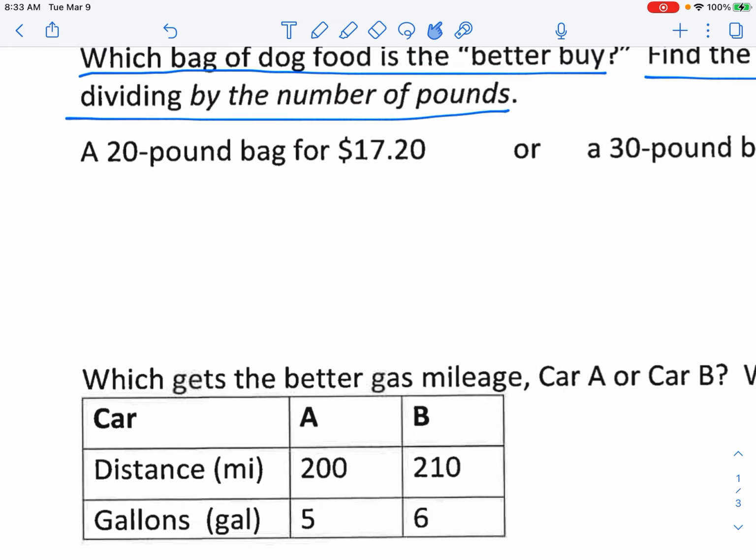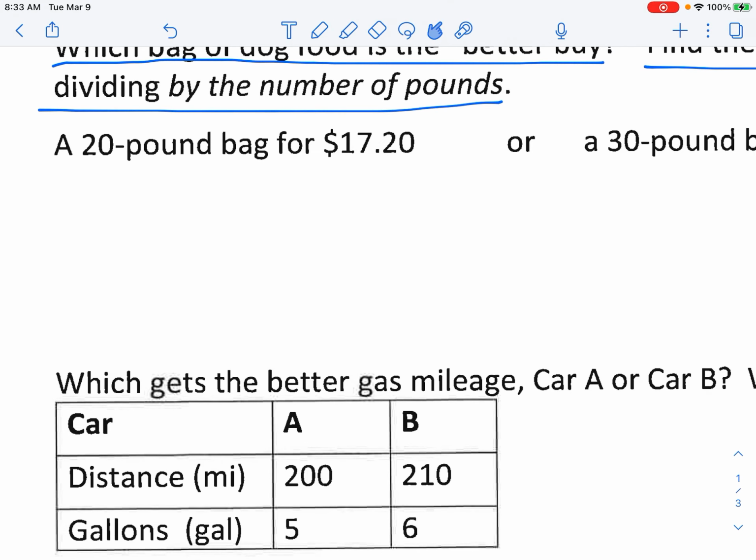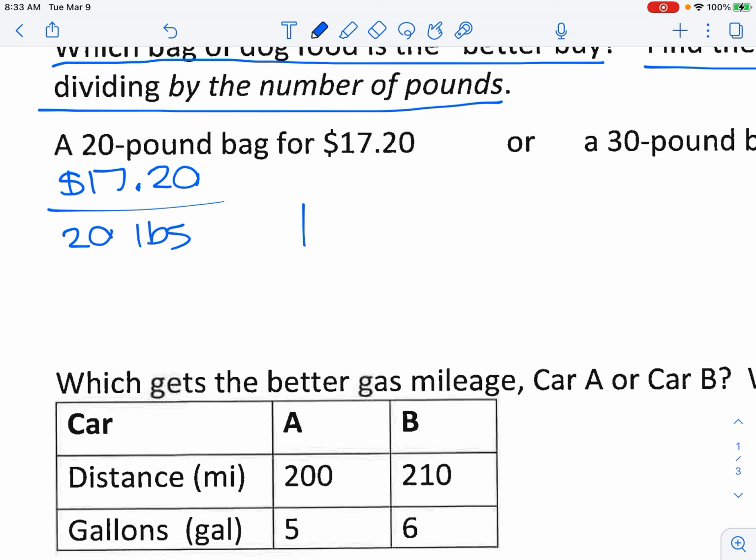Okay, so you should be doing all of this work on your screen as I'm doing my work on my screen. So I can purchase a 20-pound bag for $17.20. First I'm going to turn that into a rate. And remember in class, I kept saying the dollars always go on the top. The number of pounds are going to go on the bottom. And we always divide the numerator by the denominator. So what is $17.20 divided by 20? That decimal is going to go straight up.